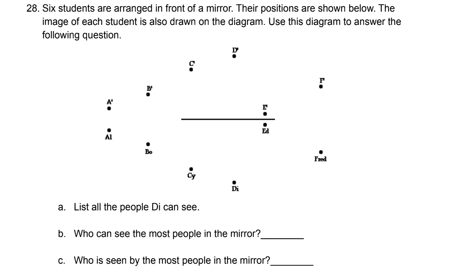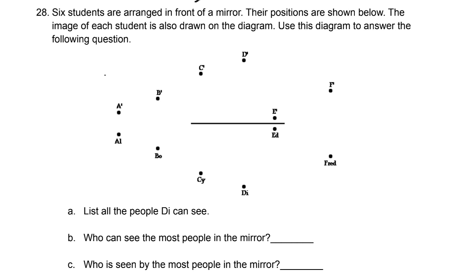All right, so we've got a bunch of students below the mirror, and then the reflected images above the mirror. To figure out if somebody can see somebody, you need to be able to draw a straight line between them and the image, and that line has to go through the mirror. So let's see if I can find a straight line.